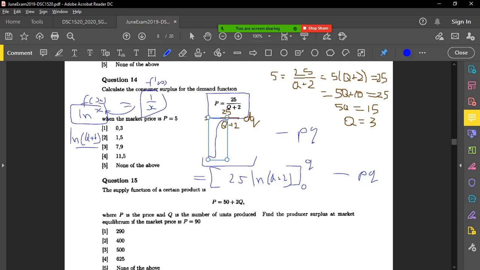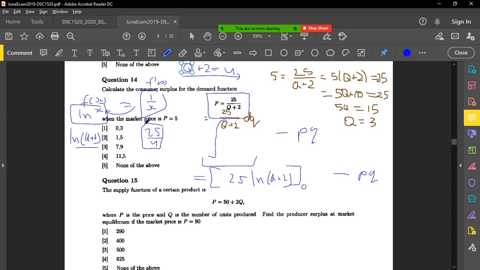Okay, I just want to ask you quickly. The first step that we did was using u. So what did you set u to? u was q plus 2. Yes. So then you have 25 over u.